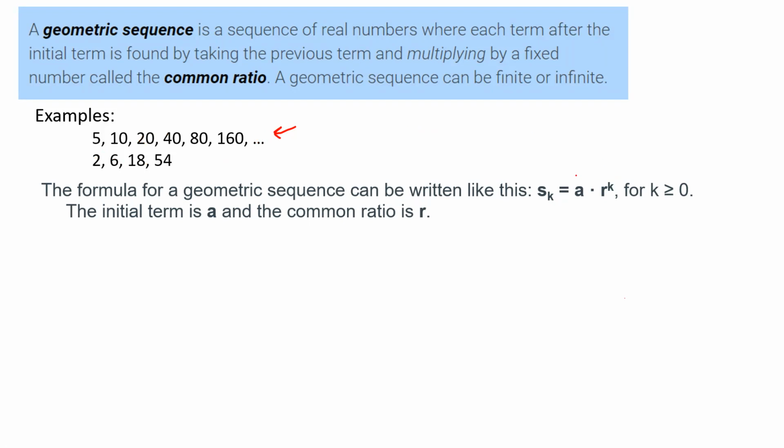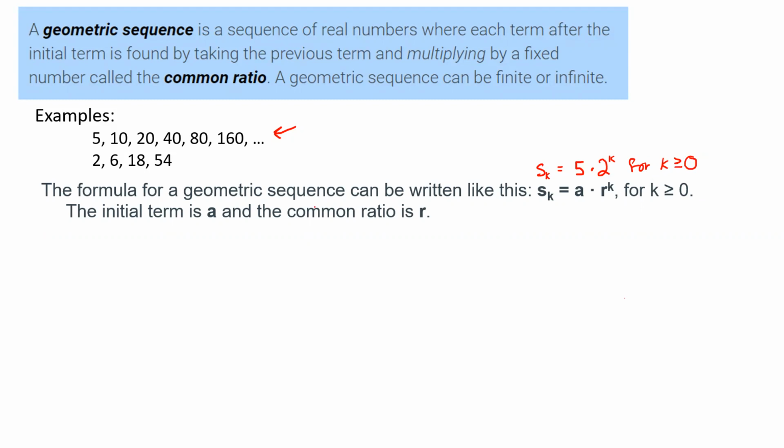The A is always going to represent that initial term. So for my first sequence up there, my initial term was 5, and then R represents that common ratio. So for that first sequence, I had 2 as the common ratio. So 2 to the k. So if I specified my sequence as S sub k equals 5 times 2 to the k for k greater than or equal to 0.